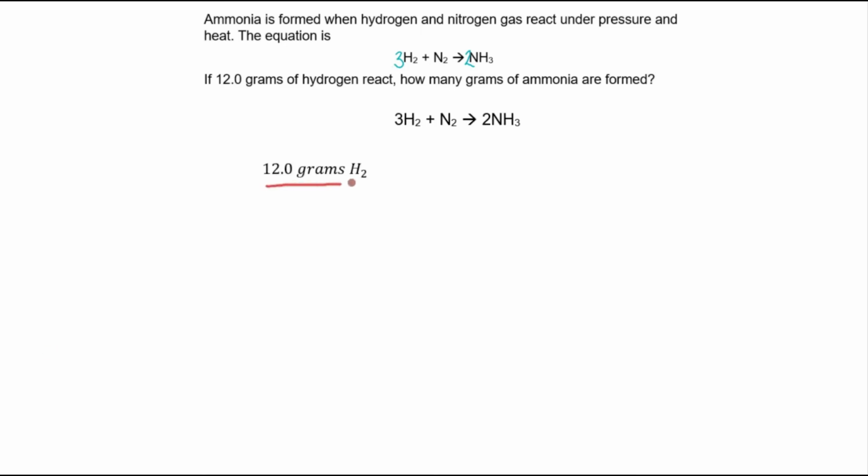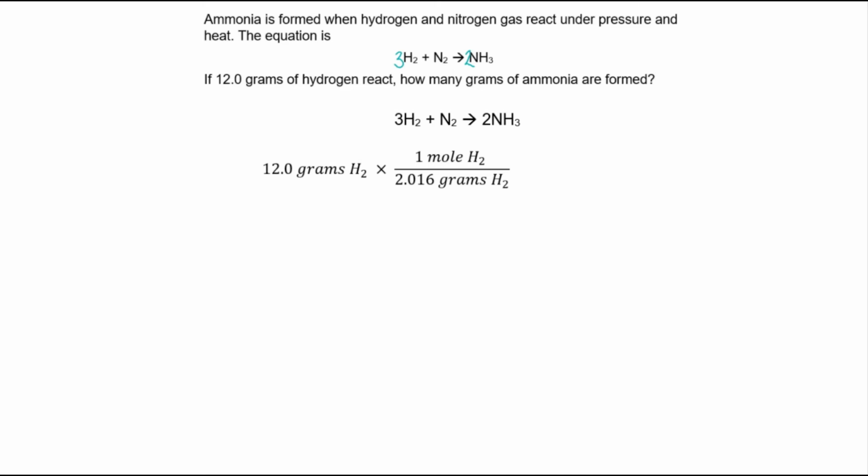I was given 12 grams of hydrogen. I was asked about ammonia. So I know at some point I'm going to have to use my mole ratio to switch between hydrogen and ammonia. Unfortunately, grams do not allow this switch to occur. So first I need to convert grams to moles. Remember, when you're switching between reactants and products or products to reactants, you are using a mole ratio, not a gram ratio. So you always want to make sure any grams are converted into moles.